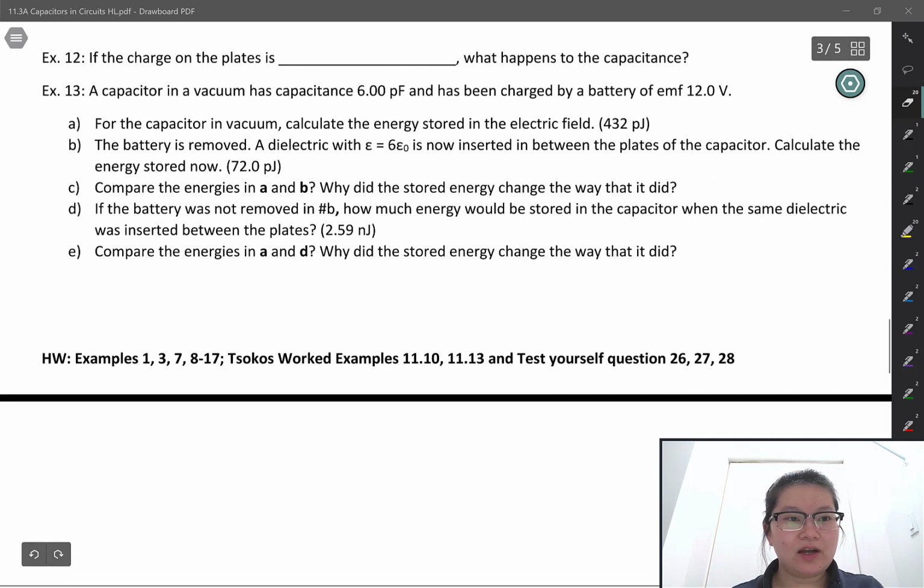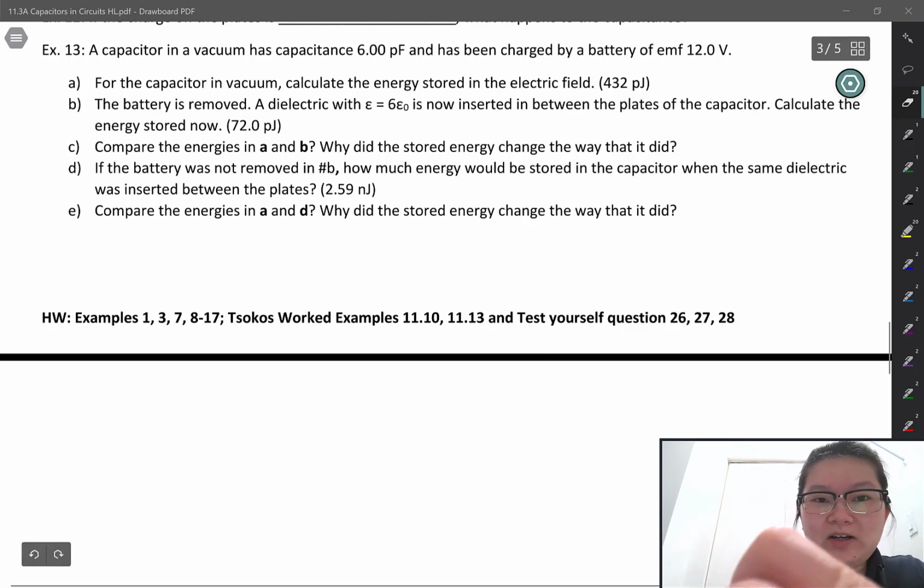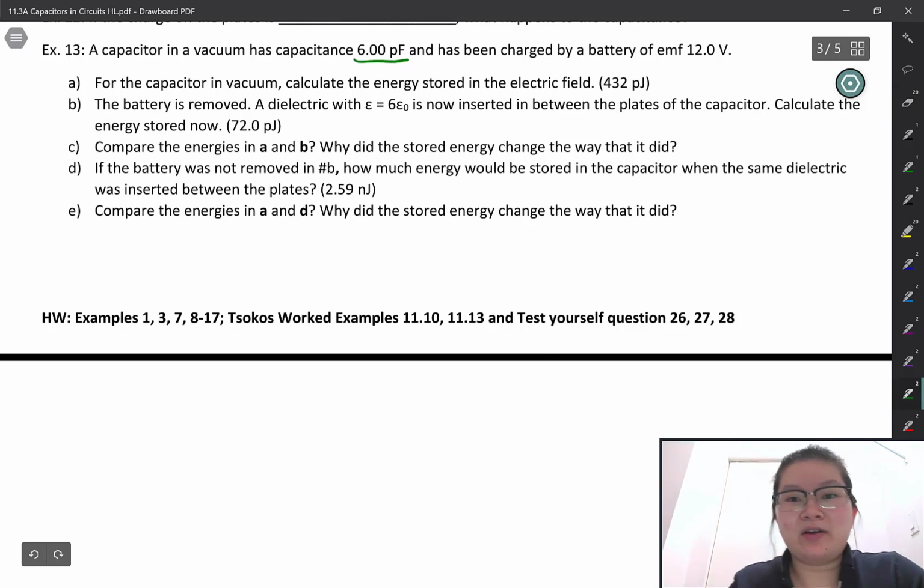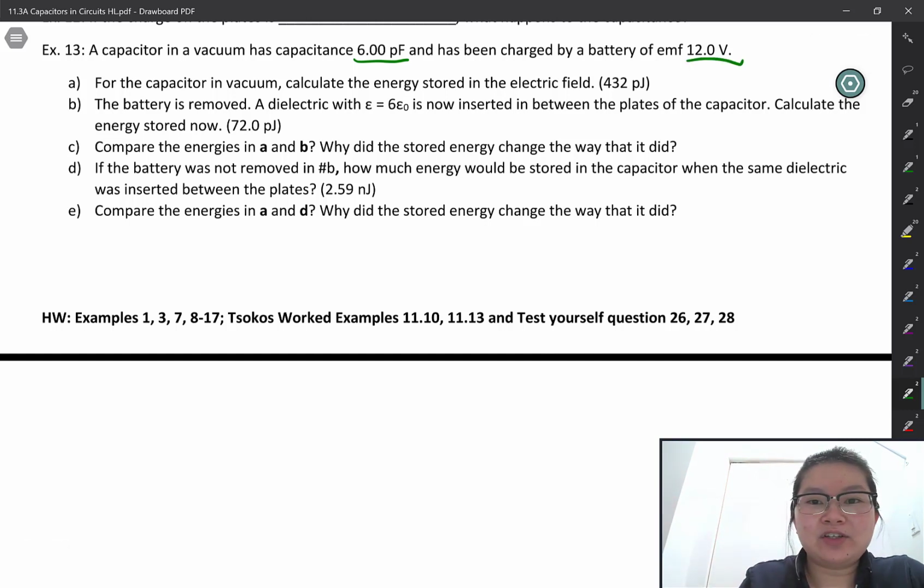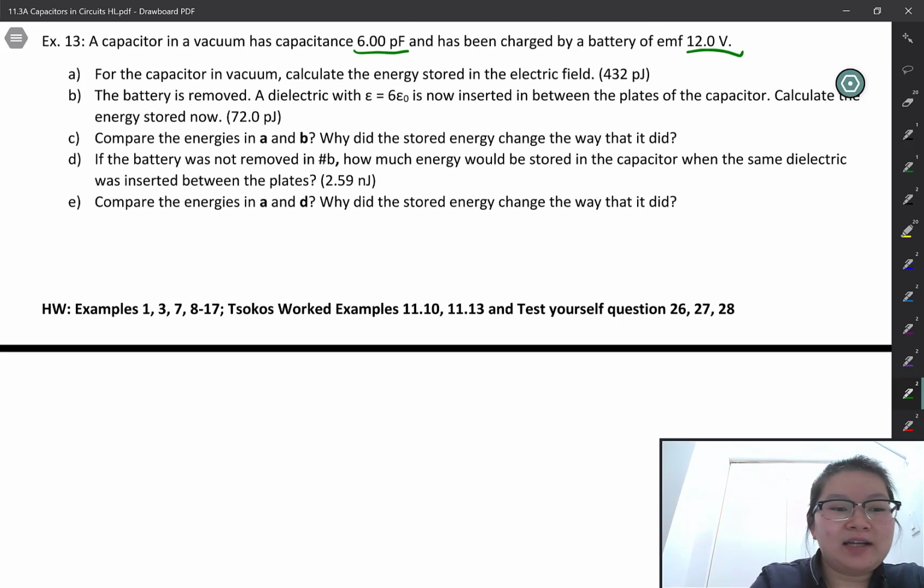Okay, so here I have example 13, a capacitor. This is in 11.3a capacitors, topic 11. A capacitor in a vacuum has a capacitance of 6 picofarads, picofarads meaning times 10 to the power negative 12, and has been charged by a battery of EMF 12 volts. For the capacitor in the vacuum, calculate the energy stored in the electric field. So this is no dielectric yet.